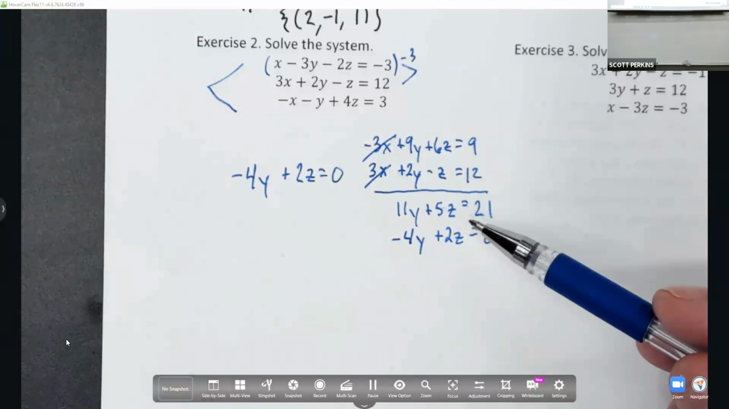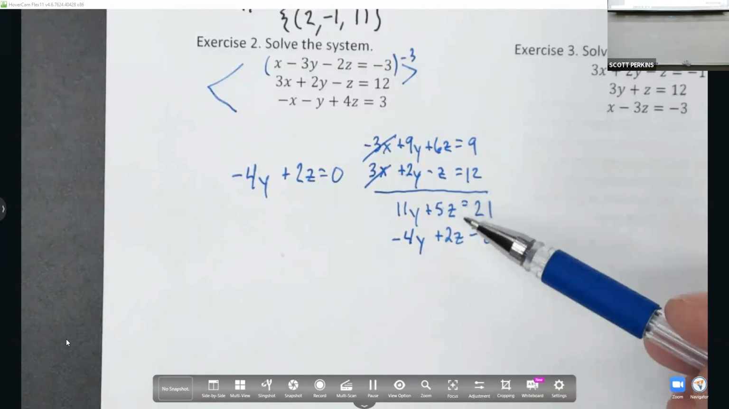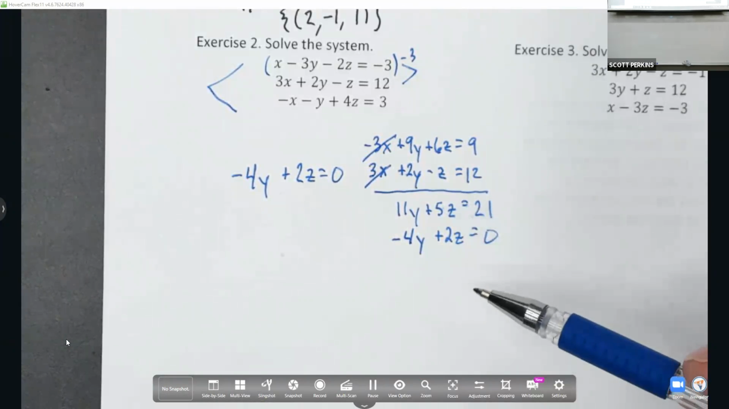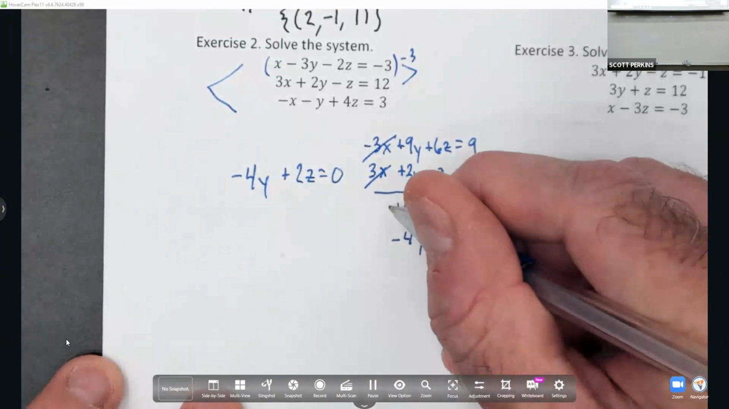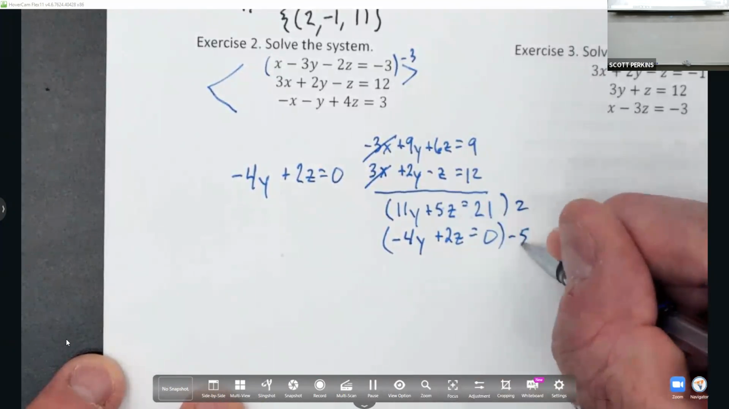So if you're canceling the y's, top by 4, bottom by 11, that's great. If I'm canceling the z's, then I want to do the top by 2 or -2, and then the bottom one by 5 or -5, depending. Remember, we have to have opposites. So I'm going to do the top equation by 2 and the bottom equation by -5 so that I'll have my opposites.